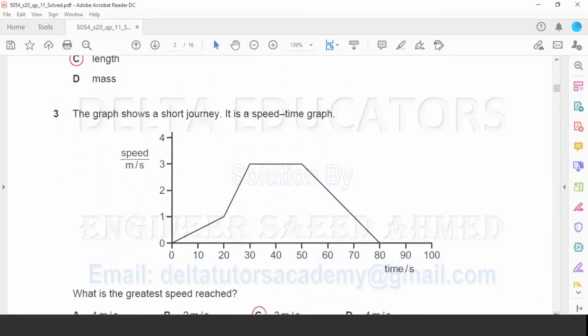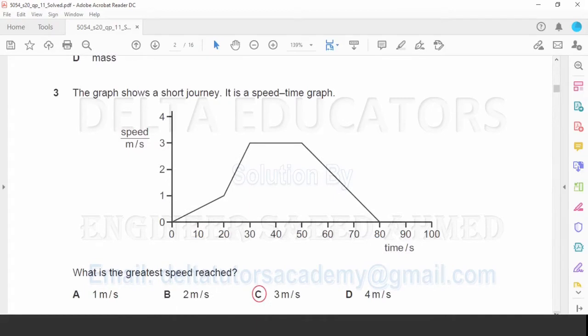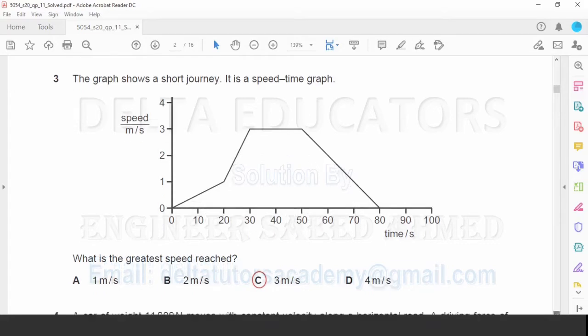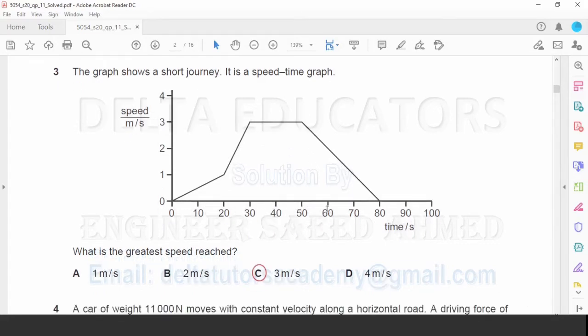Question number 3. The graph shows a short journey. It is a speed time graph. What is the greatest speed reached? This graph is in between time and speed. So here it is the peak point that is equal to 3 meters per second. So the maximum or the greatest speed here is 3 meters per second. So correct option is option C.